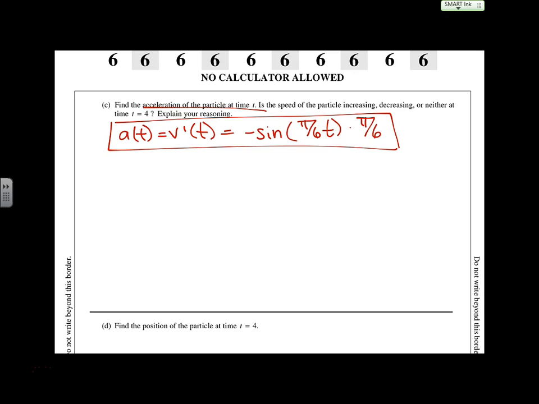There's another part. Is the speed increasing or decreasing? Hey, we did this yesterday. Check acceleration at 4, and check velocity at 4. Same sign, speed is increasing. Opposite sign, speed is decreasing.